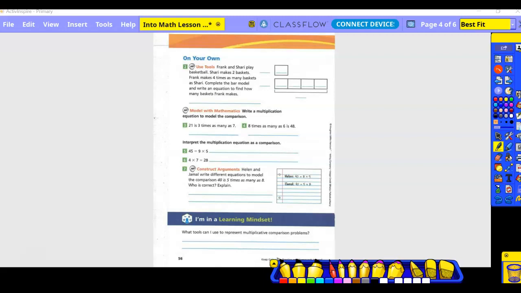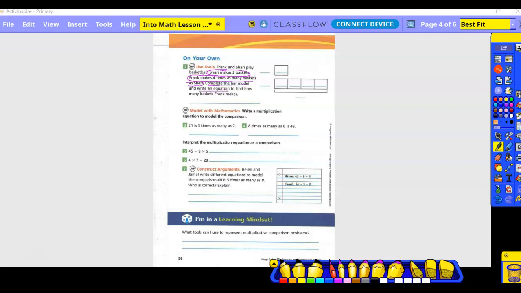On your own, number 2, use tools. Frank and Sherry play basketball. Sherry makes 2 baskets. Frank makes 4 times as many baskets as Sherry. Complete the bar model and write an equation to find how many baskets Frank makes. So we have Sherry, who makes 2 baskets. Frank, who makes 4 times as many as Sherry. And then we need to complete the bar model and also write an equation.